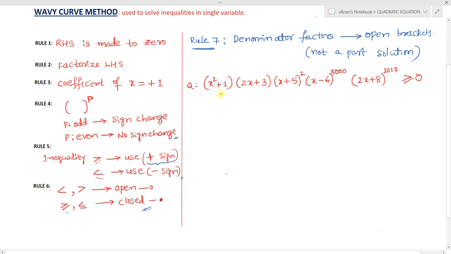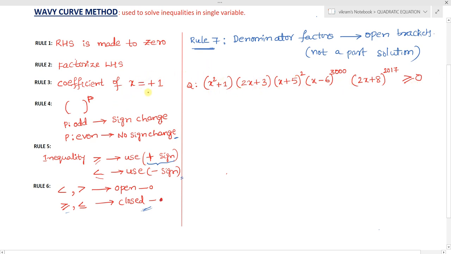So the question is (x² + 1)(2x + 3)(x + 5)² (x − 6)^3000 (2x + 8)^2017, and the inequality is greater than or equal to 0. So first thing, the RHS is made 0. Clear. Factorize everything.